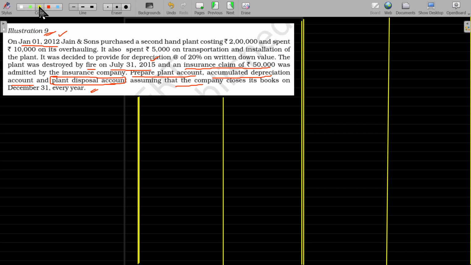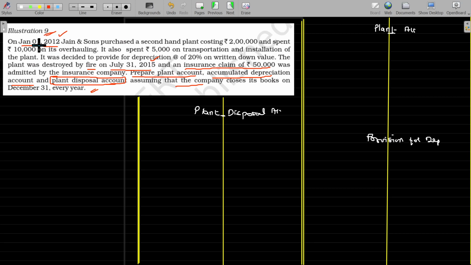Now, plant account, and provision for depreciation account. Finally, we have to prepare asset disposal or plant disposal account. Is that okay?